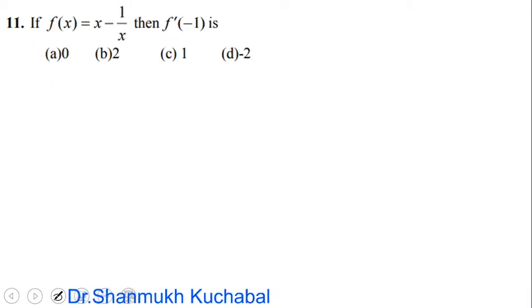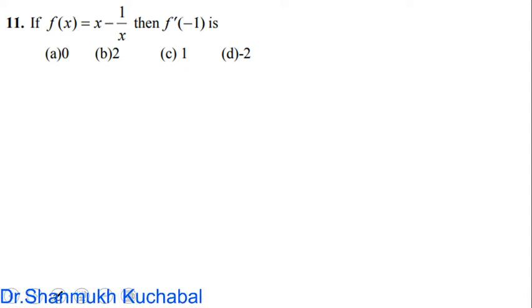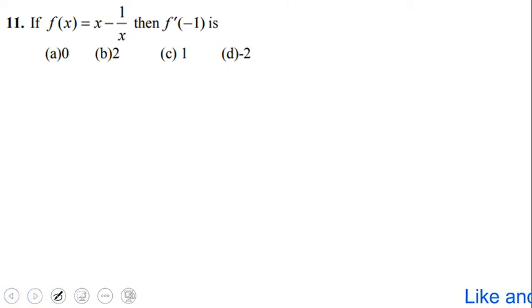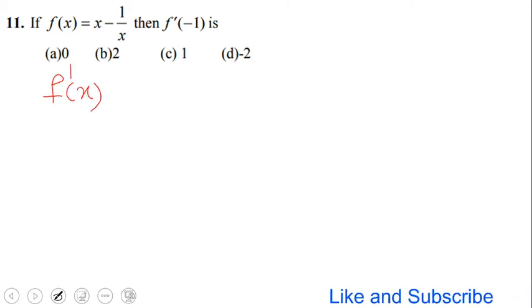The question is, f of x equal to x minus 1 upon x. f dash means first order differentiation. We have to find the first order differentiation, then x value we have to take as minus 1. So very simple it is. f of x, we will differentiate this one. I call it f dash of x.